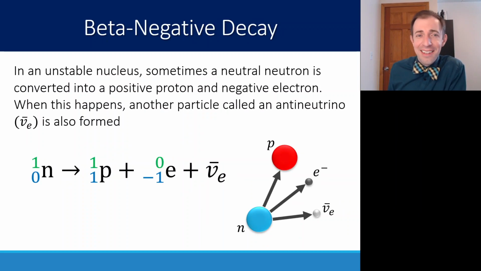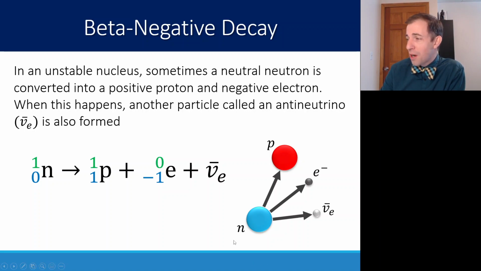Our next type of decay is called beta decay. There are two types of beta decay. So let's start with beta negative decay. This one's kind of weird, so buckle up. We have an unstable nucleus. Sometimes the neutral neutron is converted into a positive proton and a negative electron.